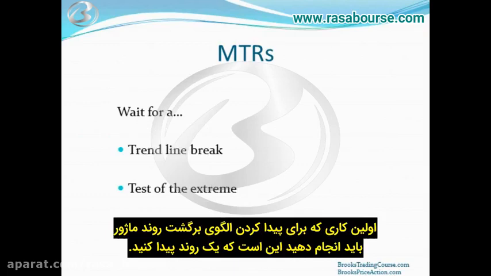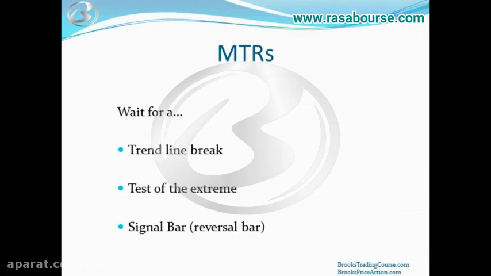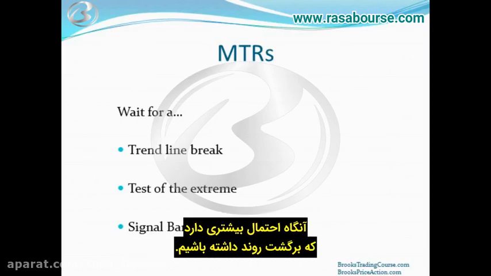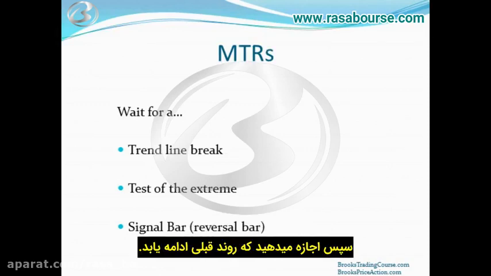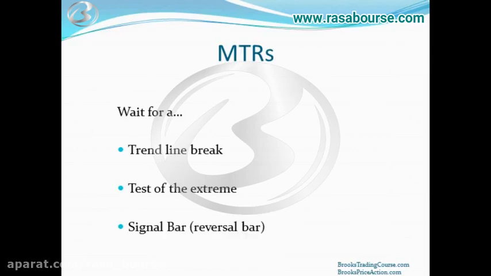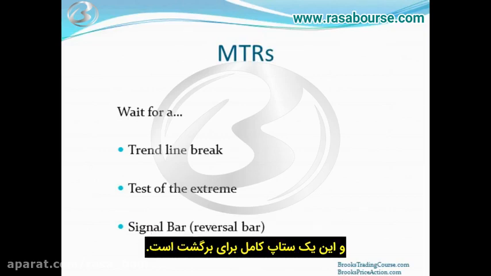First thing to do, you find a trend, and then you wait for a break of the trend line. And the stronger the break of the trend line, the more likely it will result in a trend reversal. Next, you allow the trend to resume, and you'd like to see the resumption of the trend be substantially weaker than the original trend. Finally, you look for a signal bar, a reversal bar, in the general area of the prior trend's extreme, and that is the complete setup for the reversal.